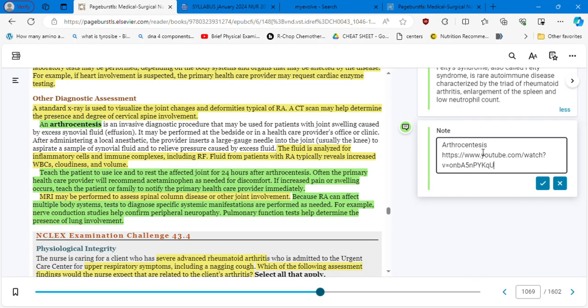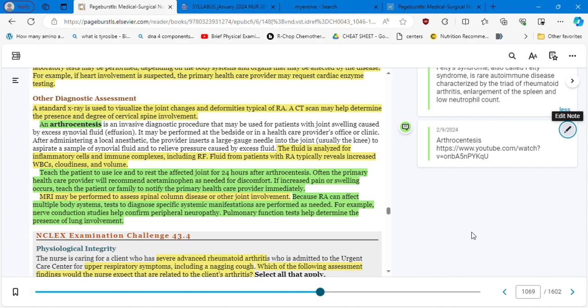Thank you so much. What a great video by this institution, Stanford University. So we now know what the arthrocentesis is, right? The fluid is analyzed for inflammatory cells and immune complexes, including rheumatoid factor. Fluid from patients with RA typically reveals increased WBCs, cloudiness, and volume, right?